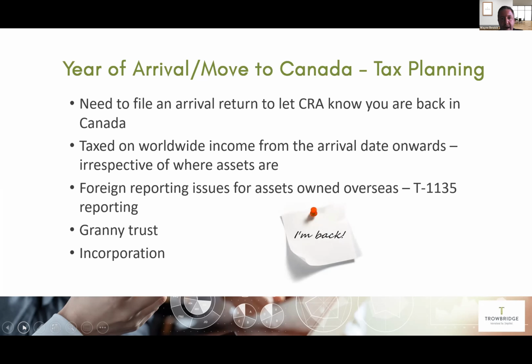And again, if you have assets over $100,000 abroad, it's very important that you report them on the T1135 form. Otherwise, there are penalties of $2,500 a year, and that can add up over a few years quite quickly, especially if there are two spouses that are faced with this penalty.